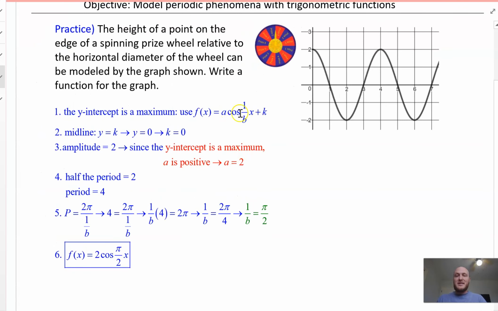Again, because the y-intercept is a maximum, you're going to use cosine. Your midline is centered at 0, so k is equal to 0. The amplitude is 2, from your midline to your max, and from your midline to your minimum, so your a value is 2. Your period is equal to 4, and so your function is this. F of x equals 2 cosine pi halves x.